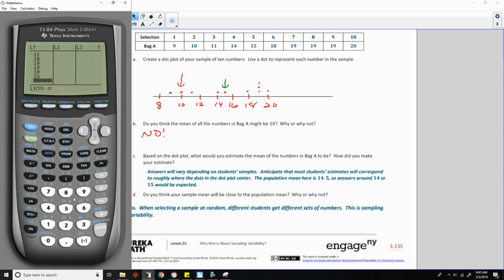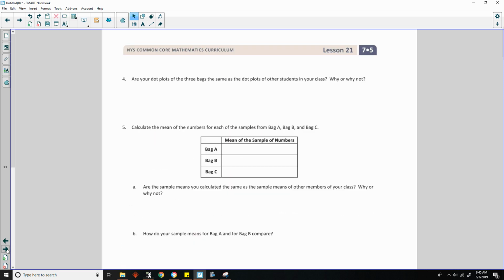Okay, so there they are. So then I go to Stat, calculate, one variable statistics from L1, calculate, and the mean is x bar, which is 15.4. So I come down here and I enter that as 15.4. Okay.